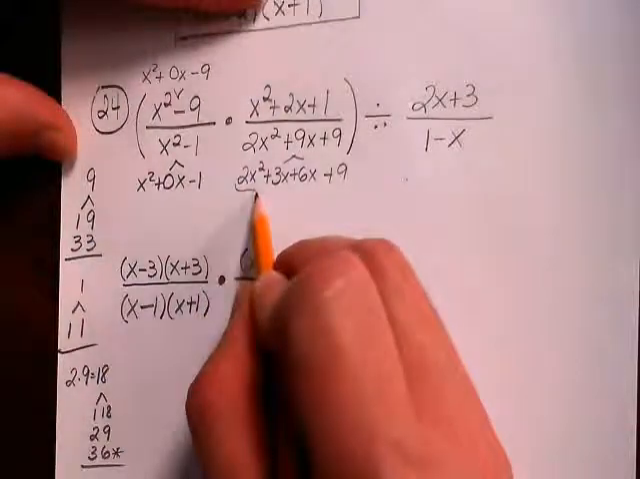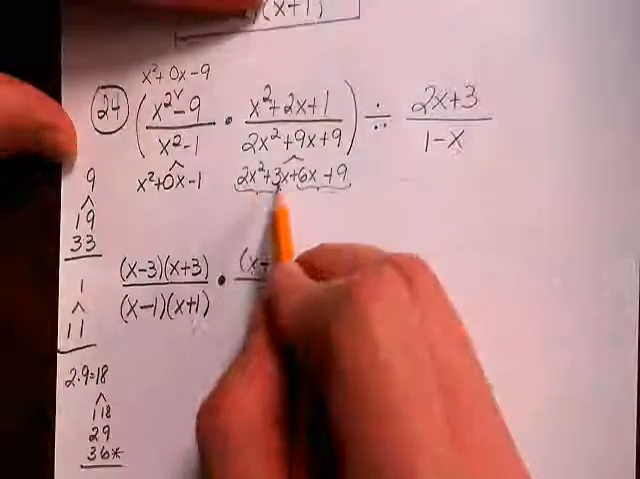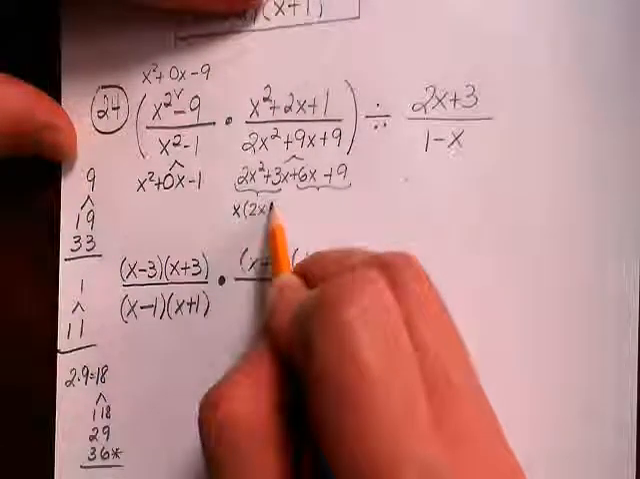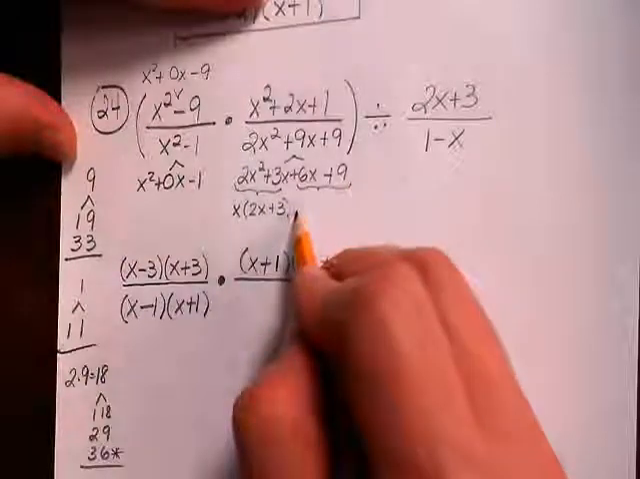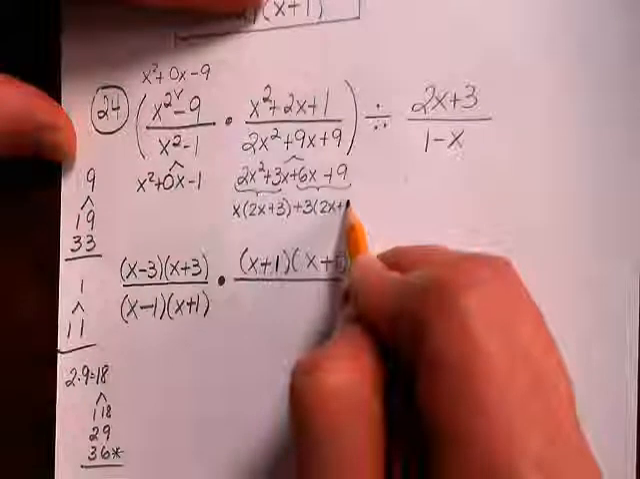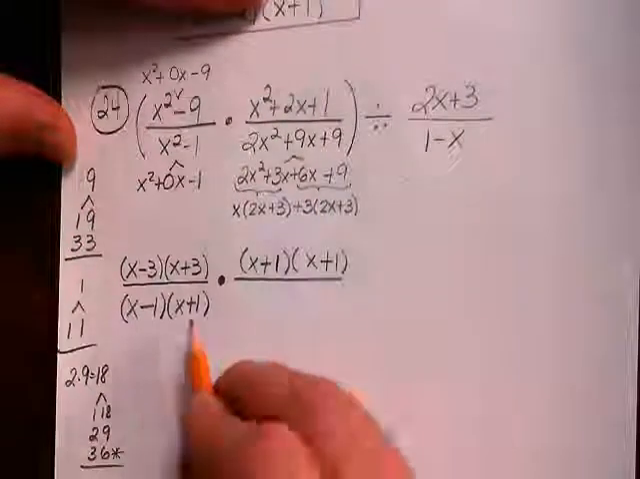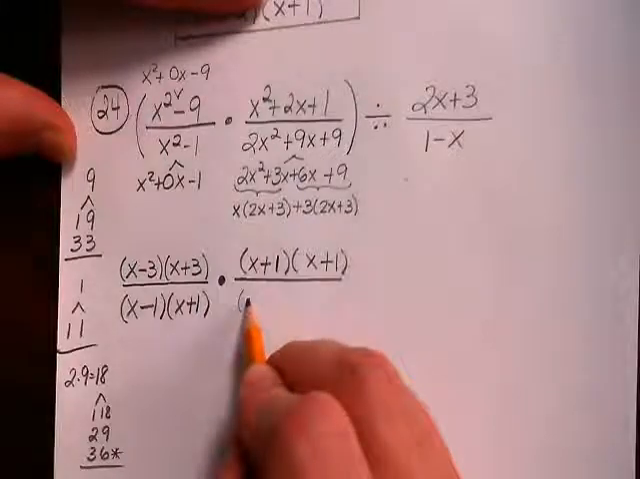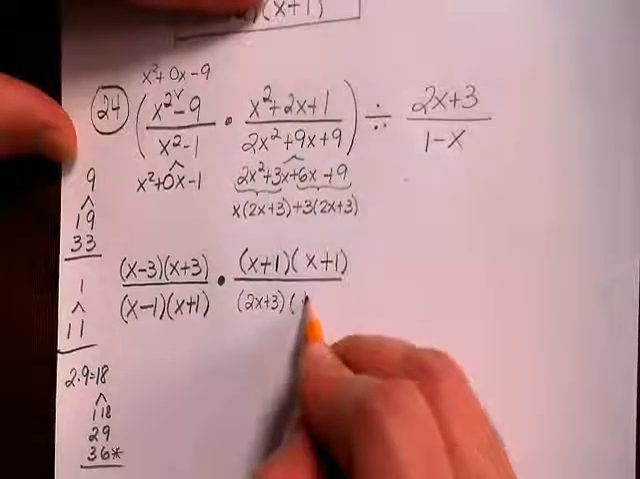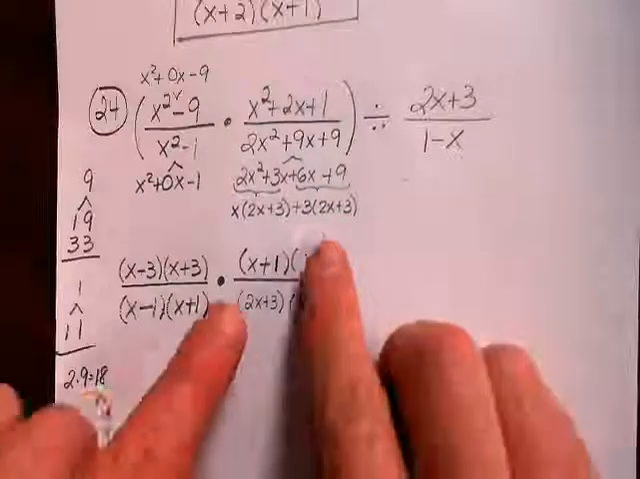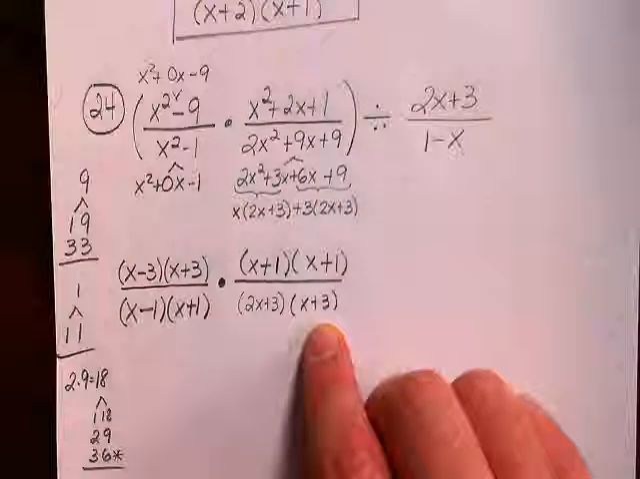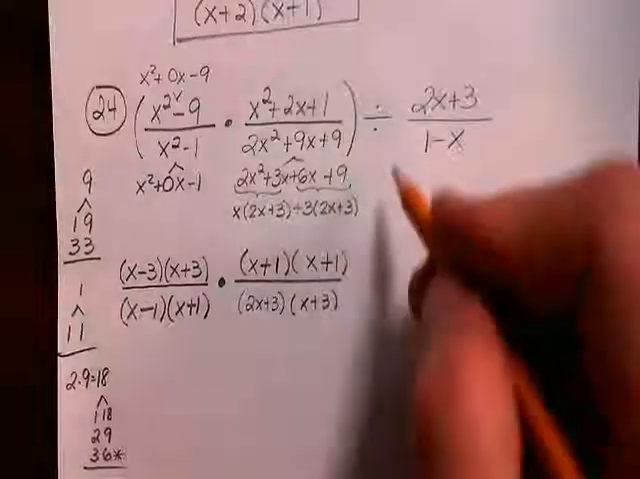Alright, now I'm going to factor by grouping. So what can I factor from the first term? x, so this would be 2x plus 3. And what can I factor from the last two? I can factor out a 3, so this would be 2x plus 3. So if I factor that, I'm going to get 2x plus 3 and x plus 3. Basically, 2x plus 3 is the one that repeats, and if I take it out, I'm left with x plus 3. Great. Now I'm ready for the division.